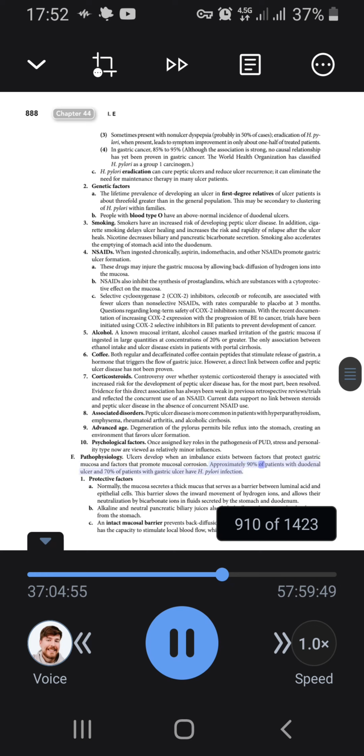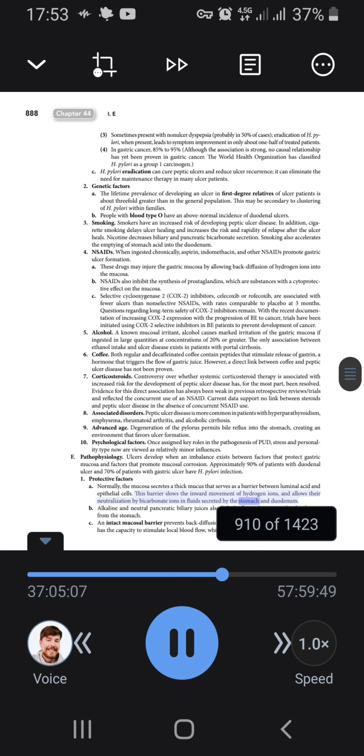Approximately 90% of patients with duodenal ulcer and 70% of patients with gastric ulcer have H. pylori infection. 1. Protective factors. A. Normally, the mucosa secretes a thick mucus that serves as a barrier between luminal acid and epithelial cells. This barrier slows the inward movement of hydrogen ions and allows their neutralization by bicarbonate ions in fluids secreted by the stomach and duodenum.